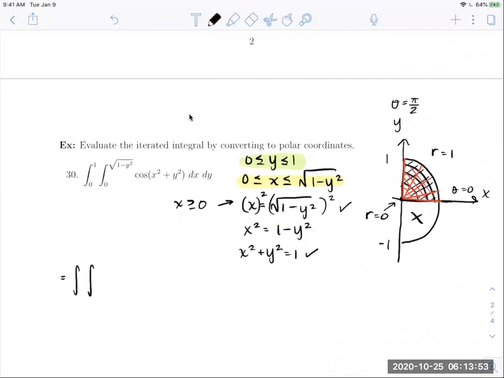We can go ahead and set up our double integral in polar coordinates. So our integrand is going to become a cosine of r squared. Remember, our dx dy is dA, and in polar coordinates that transforms to an r dr d theta. I want to emphasize here that the order of integration is already determined for you. It's always going to be dr then d theta. So our r limits of integration are from 0 to 1. Our radius of our quarter circle is 0 to 1. And then our theta limits are 0 to pi halves.